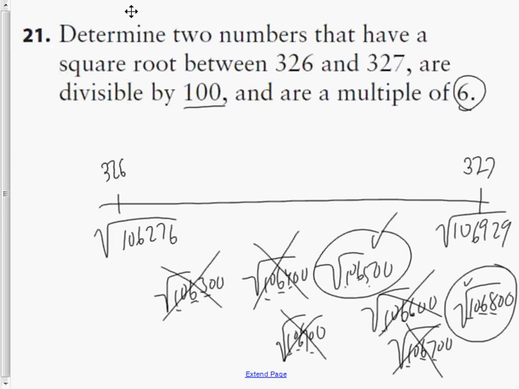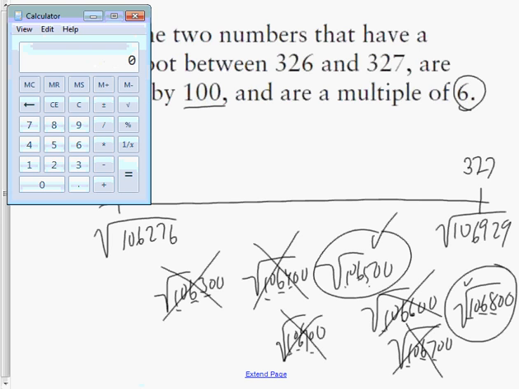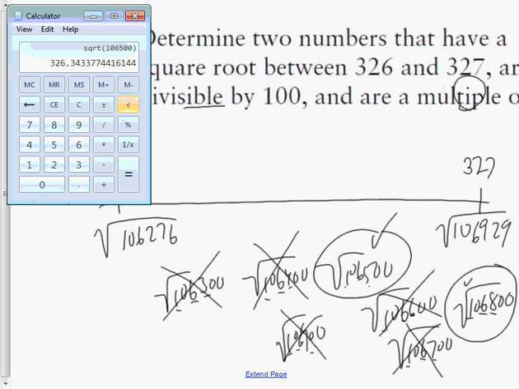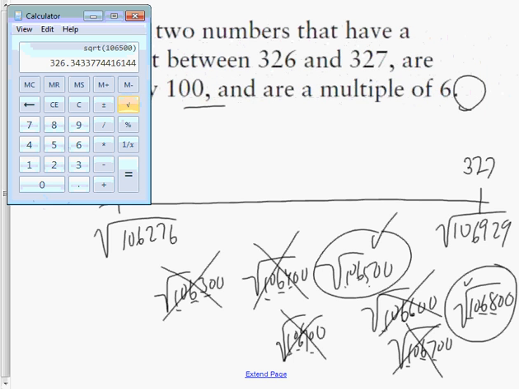Now just to check, I will take my calculator to make sure. So 106,500, if I press the square root of this, it does have a square root that falls between 326 and 327, so it does work.